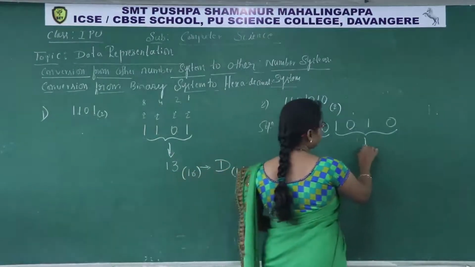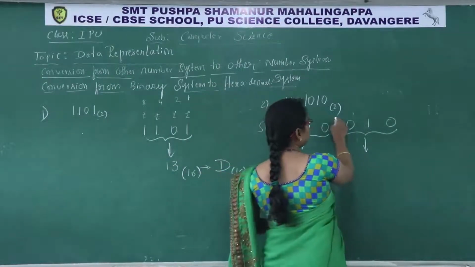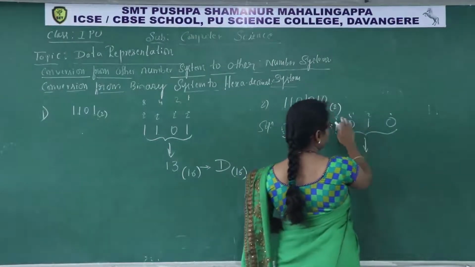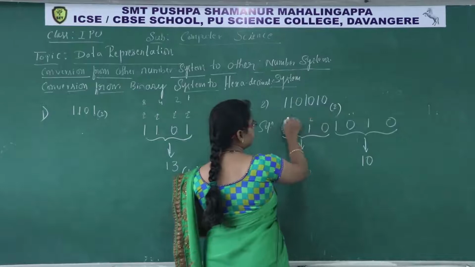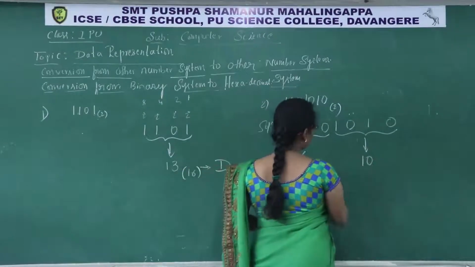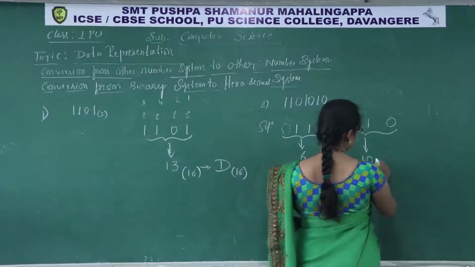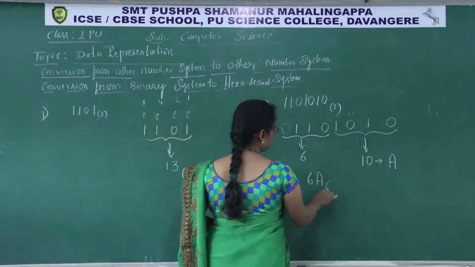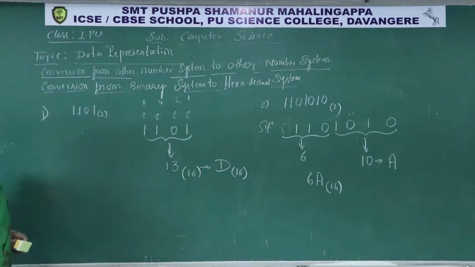Now let us write the decimal equivalent of the given binary groups. For this group, what is the decimal number? 8, 4, 2, 1. 8 plus 2 is 10. So 10. For the other group, 8, 4, 2, 1: 4 plus 2 is 6. And this 10 can be written as A. So the answer is 6A base 16. In this way we can convert binary to hexadecimal.